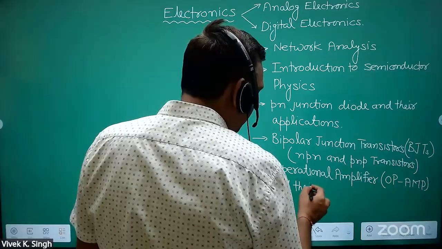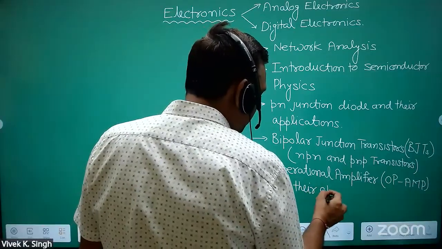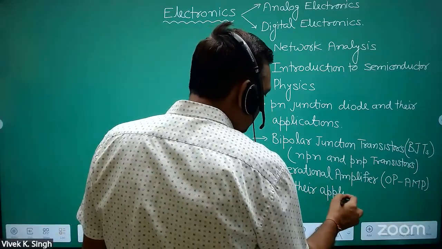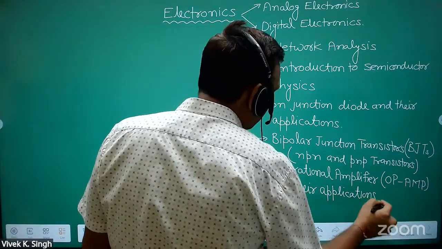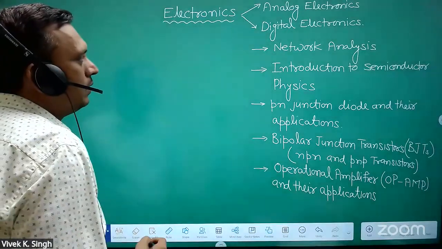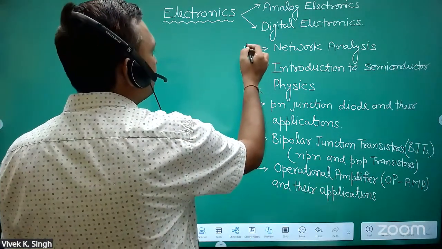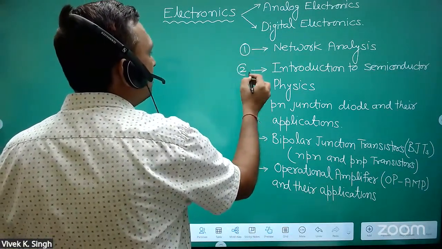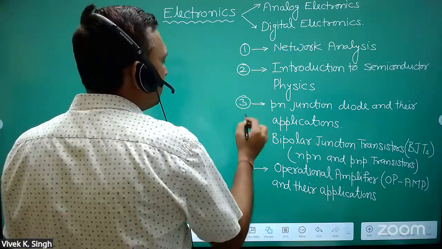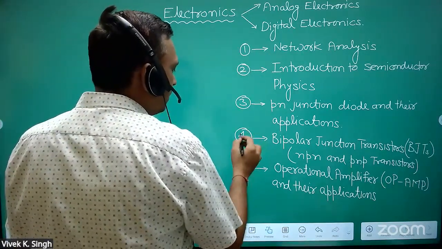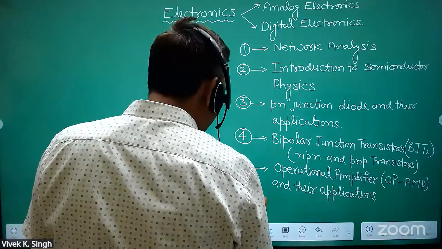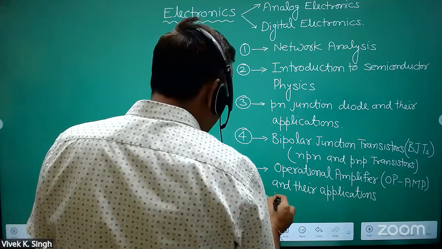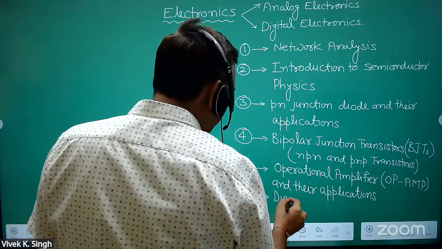Their applications. So this is chapter 1, chapter 2, chapter 3, chapter 4, 5, and then last is chapter 6 is digital electronics.